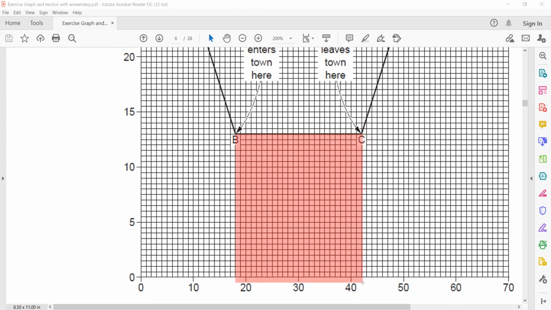So from B to C, we are finding the distance traveled. Each box on the x-axis is representing 1. So basically it is 18 here, and this one is 42. So it will be 42 minus 18, that's equal to 24. So the length of this side is 24.